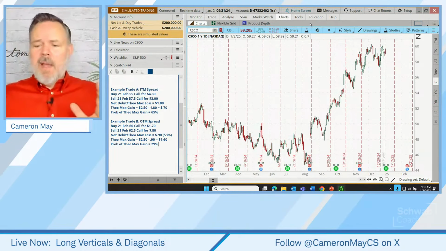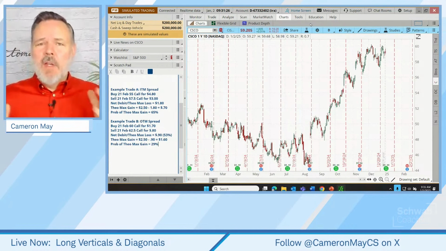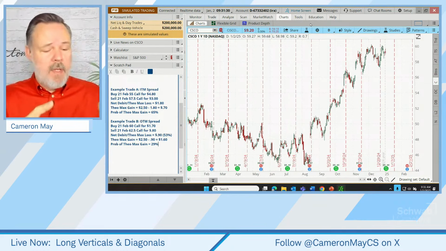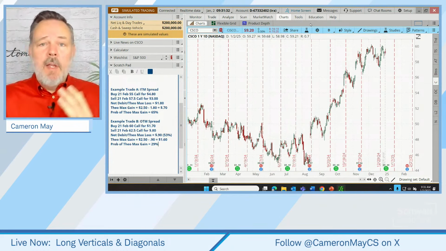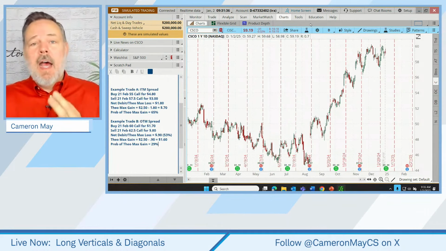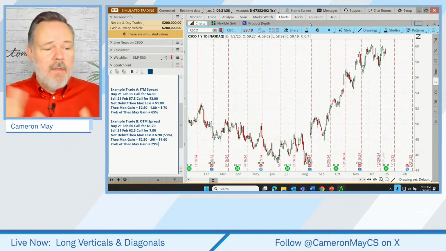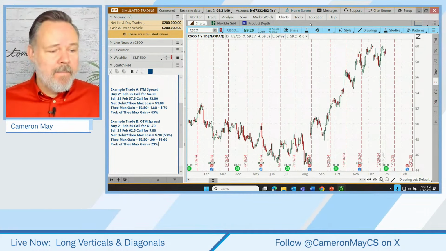But it might feel like we're restricted. Oh no, we can only do long verticals. We can do all kinds of trades. We can be bullish, we can be bearish, we can be conservative, we can be aggressive, we can go for high probability, we can go for low probability, high reward, less reward, all of that.